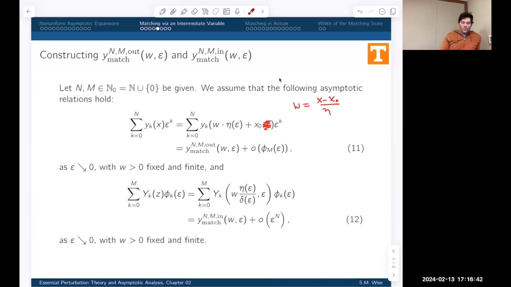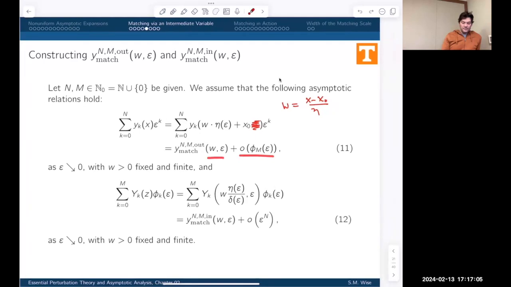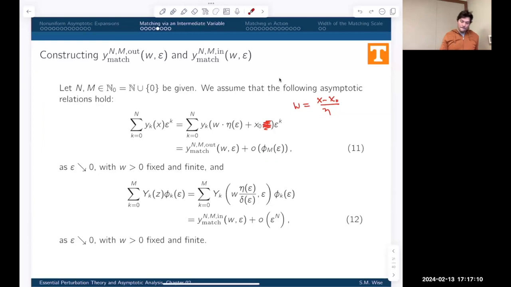And don't worry about this making sense now. You'll see that when we do examples, it makes tons of sense, okay? You're going to do this expansion. Once we sub in this variable, we have to do a bunch of expansions, and then we collect all the terms that are up to, and including, little o of phi m terms. Where does the dependence on m kick in?